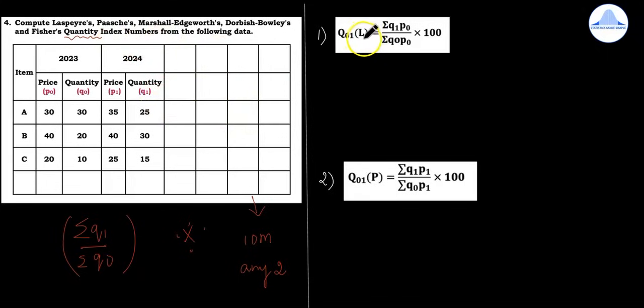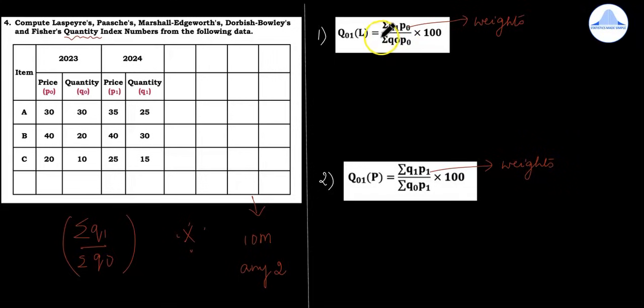So now if you have to remember Laspeyres quantity index number, it will be Q01 of L equal to, now you should start with summation Q1 by summation Q0, then multiply the numerator and denominator by P0, and these are called as the weights for Laspeyres quantity index numbers. Then similarly for Paasche's index number, first write summation Q1 by summation Q0, multiply the numerator and denominator by P1, which are the weights for Paasche's index number.